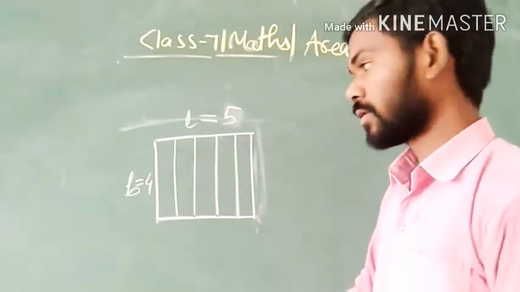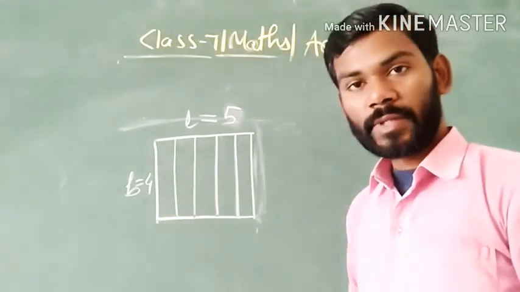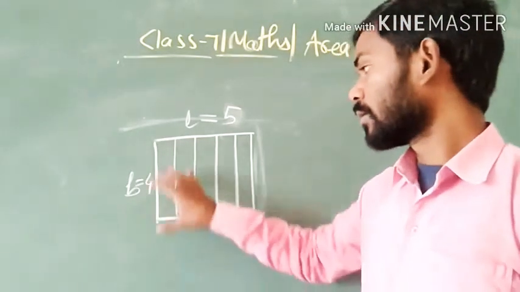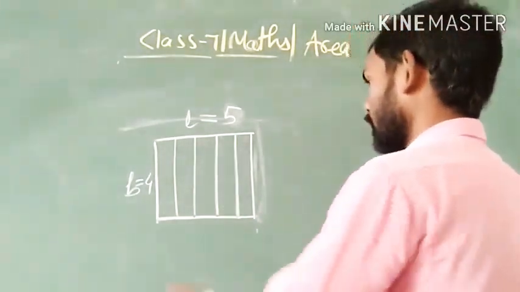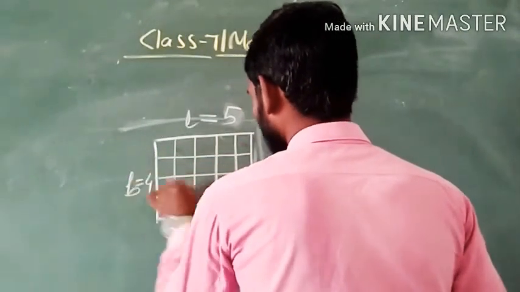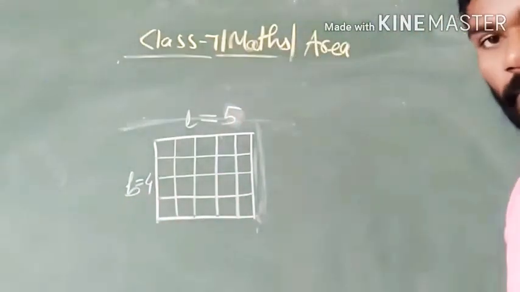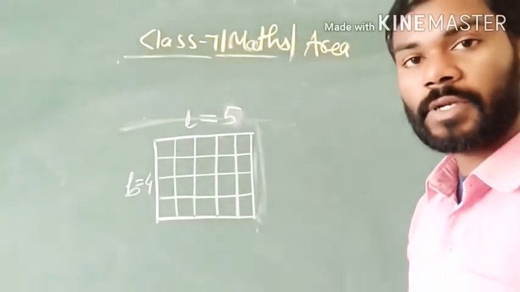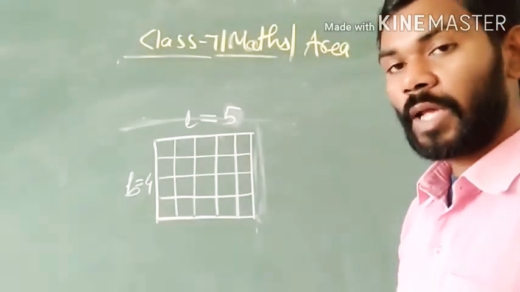And now the next, since its width is 4 centimeter, therefore we shall divide its width, that is this length, into 4 equal parts. 1, 2, 3 and 4. So in this way we have divided the length and width according as given its magnitude.